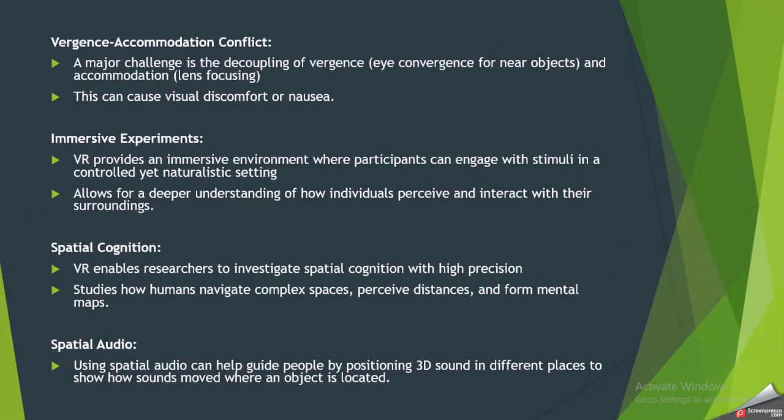So we discussed three points already for visual perception. First, we should represent the objects in 3D representation. Second, we should consider the field of view. Third is the presence. The fourth one is the vergence accommodation conflict.